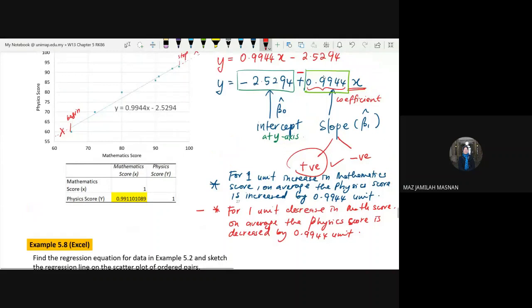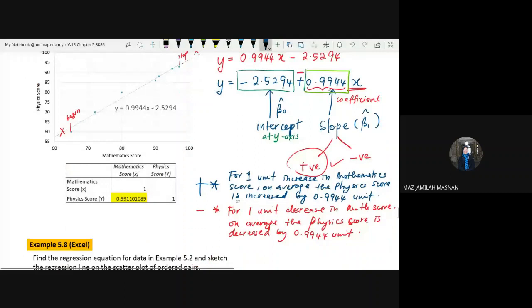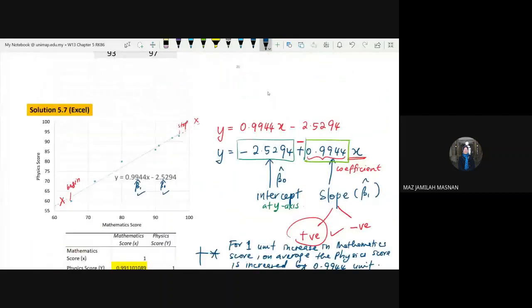So be careful of what you have got in your model, whether it is positive slope or negative slope. Negative slope shows that you will have negative linear relationship. Positive slope shows that you will have positive relationship. Please make sure when you plot, you know which one is your beta 1 hat and which one is your beta naught hat, and you should know what each of them tells. Okay class, do you have any questions so far?